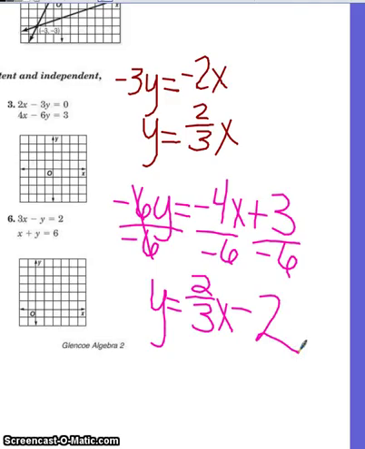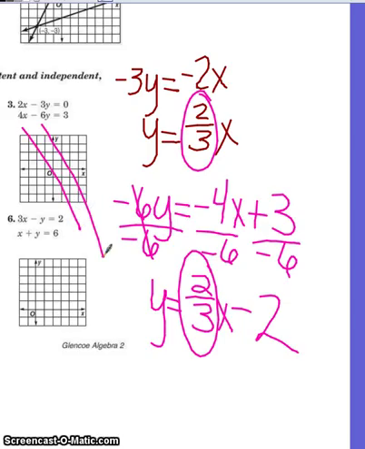So what do you notice about these two? It's correct, the slope's the same. So because the slope's the same, the lines are going to be parallel, and my answer is going to be inconsistent. Inconsistent. So now we're going to work one more. We're going to work number 6.